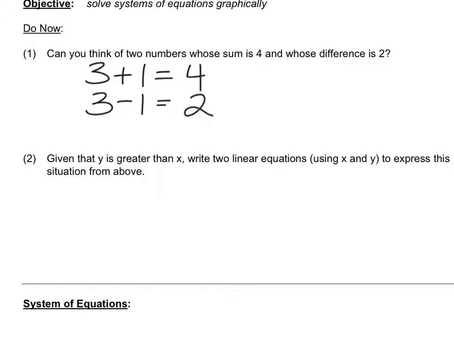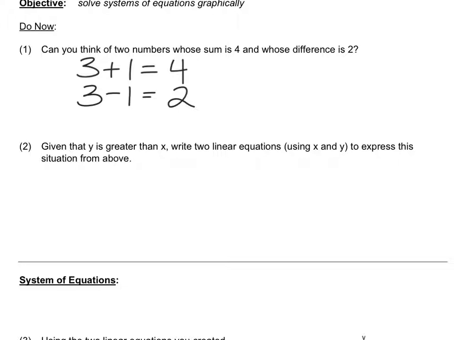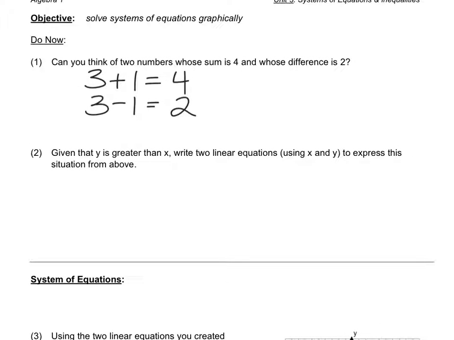All right? Now, the phrasing of the second question is a little iffy, but I can't think of a different way of phrasing it without just flat out giving it away. Given that y is greater than x, write 2 linear equations using x and y to express this situation from above. It's Common Core language. Let me define the variables. Let y equal the larger number and x equal the smaller.